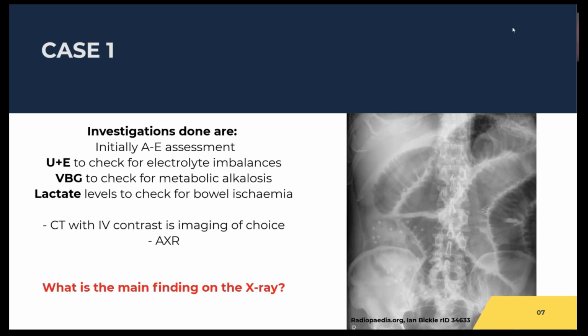Okay, so initially you would like to do an A2E assessment, for example, to check for signs of hypovolemic shock, bowel ischemia or perforation, sepsis. Then you want to do urgent bloods and a group and save as well due to third spacing. You should do a U&E to look for metabolic derangements, which may be due to vomiting or dehydration. You would like to do a VBG, which can look for raised lactate, which can be signs of ischemia. Here is an abdominal X-ray shown here, but CT with IV contrast is the imaging of choice.